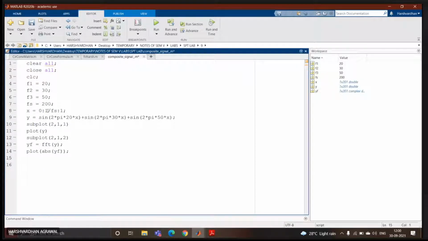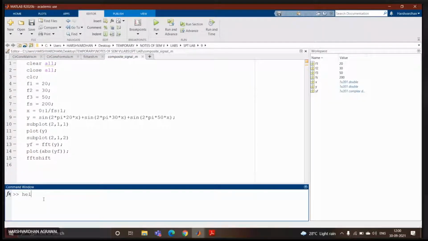Sir, how to take the negative axis? You use FFT shift, no? FFT shift you can use. FFT shift was taught in the last class, no? Yes, sir told us in the last class, so use it. Did you forget? Didn't you use FFT shift? Sir, I did use it, sir.